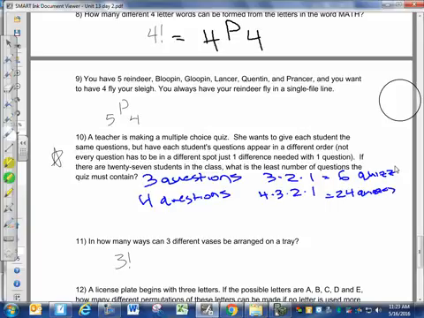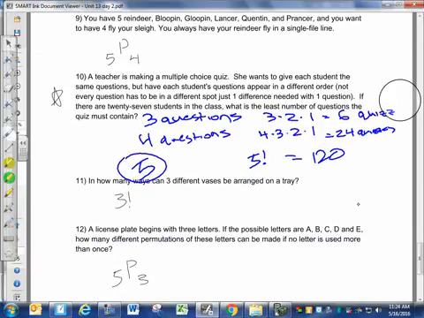Well, I just want 27 different quizzes. So I wish I could just use 4, but I can't. Instead, I'll use 5, because 5 factorial is 5 times 4 times 3 times 2 times 1, which is how many? A lot. 120. So this gives me 120 different quizzes that I could make. I only need 27, but it does mean I need 5 questions on the quiz.